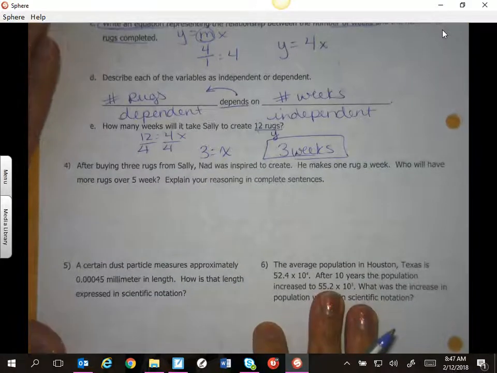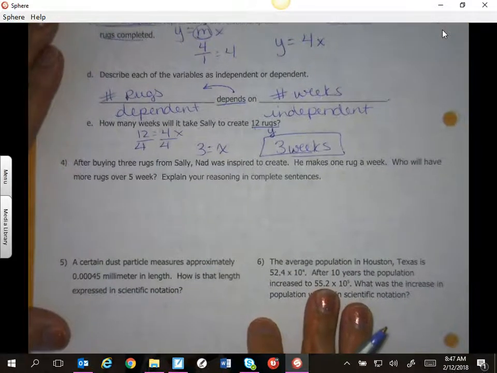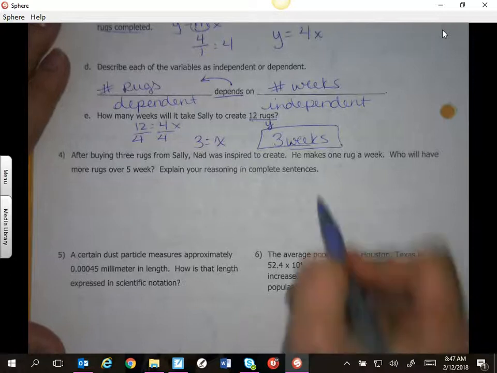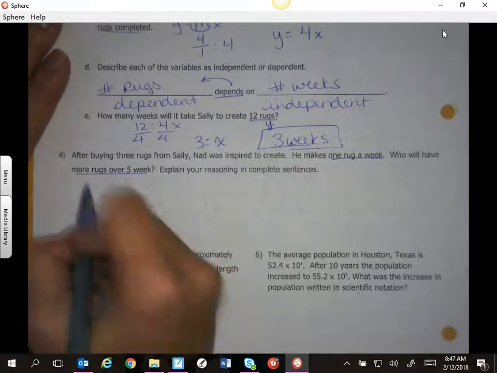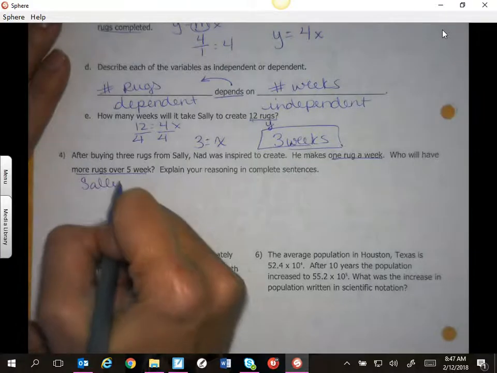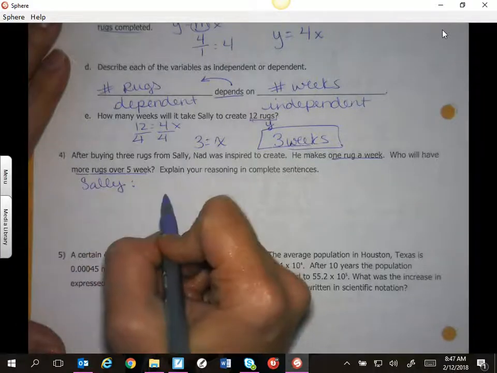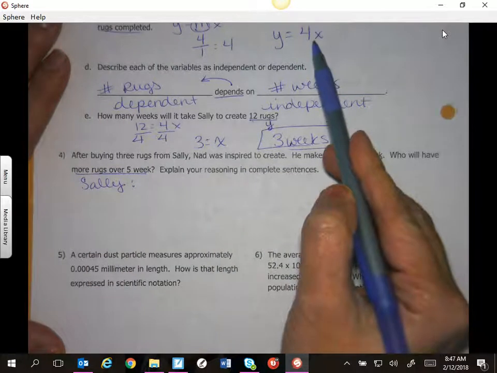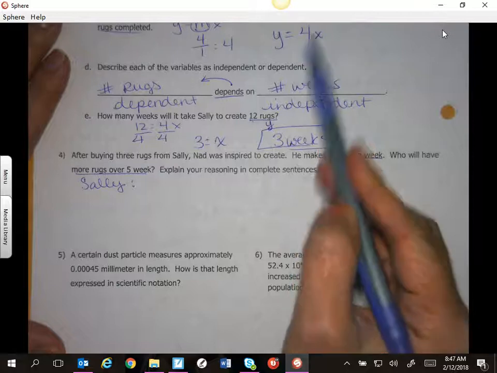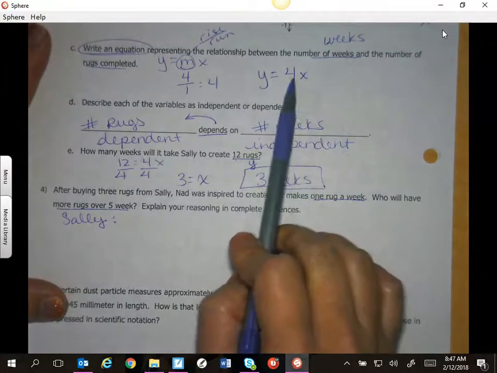After buying 3 rugs from Sally, Nad was inspired to create. He makes 1 rug a week. Who will have more rugs over 5 weeks? So if we think about this, we can make a little comparison. Sally can make 3 rugs. I'm sorry, was it 3 or was it 4? It was 4. So going back to our equation, she can make 4 rugs a week.